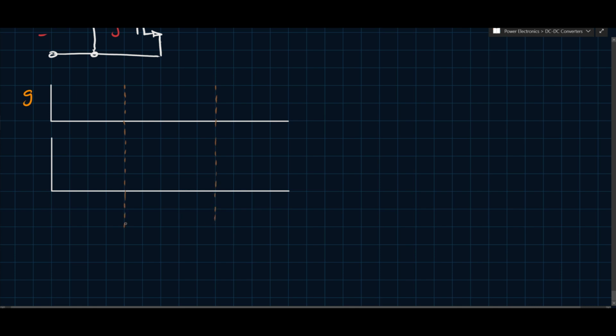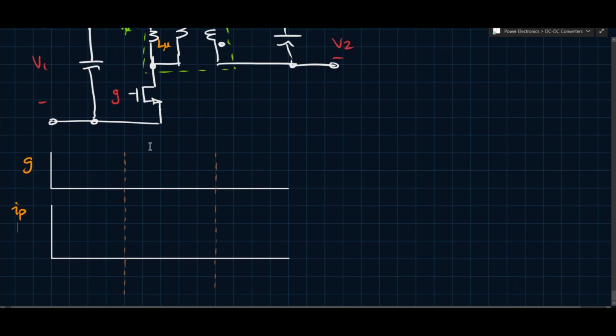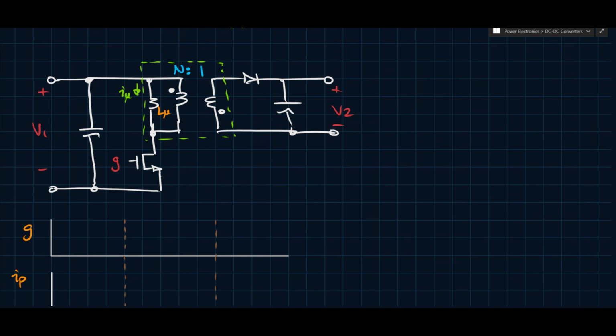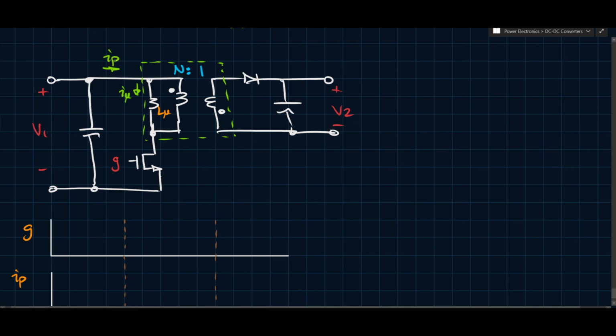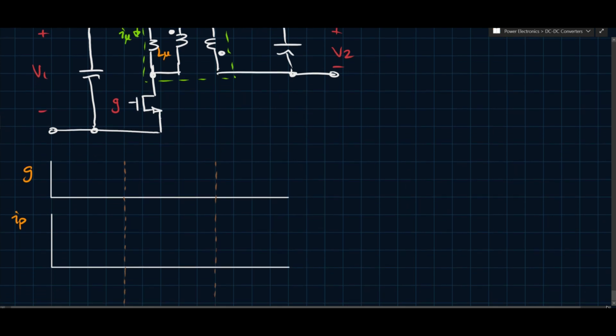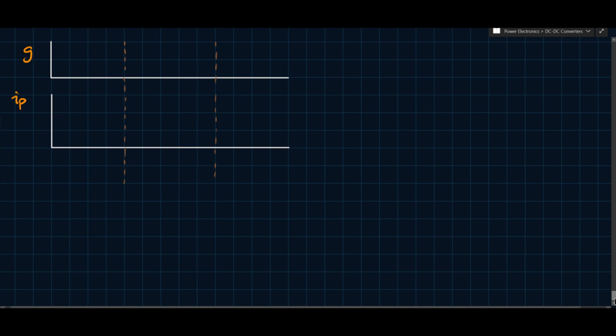So if we look at G there, we can look at IP here, let's say. I don't think I included some of the things that I want to look at. So that's that. IP is this current here. And what else do we want to look at? We have I mu, and then we have IS, which is the secondary current. We can call it IS there, right? And so with these three currents, you can develop whatever type of relationships you want. You can understand what the different volt-second balance equations and all that kind of stuff look like. But the currents tell a pretty clear story.